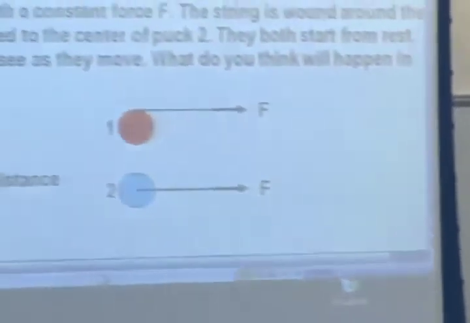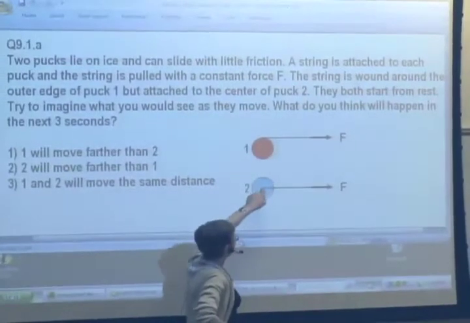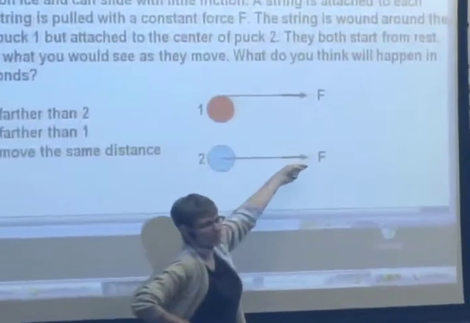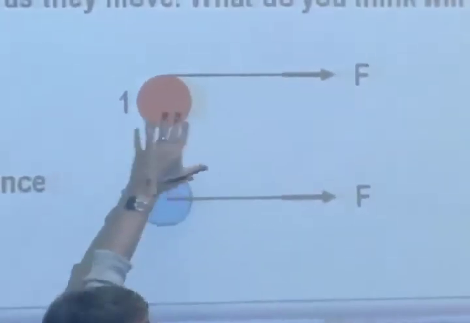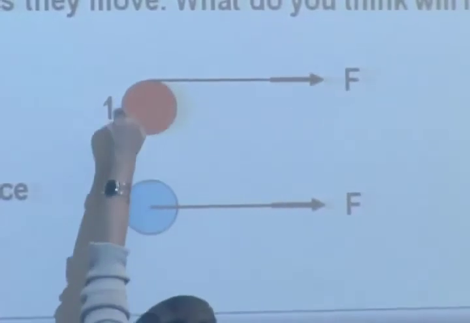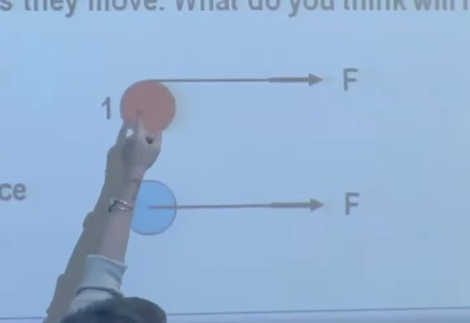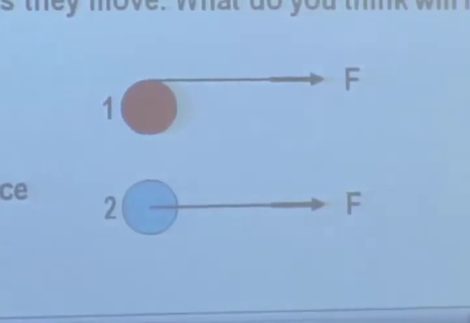Two cylinders, about the shape of a hockey puck. They're sliding on ice. One of them has a little nail in the center and a string attached to the center, and you're pulling on this string with a force F. You're looking down on the ice. The other one, same mass and everything, just has the string wound around the outside, and you're pulling with a force F, which is applied where the string comes off the puck.